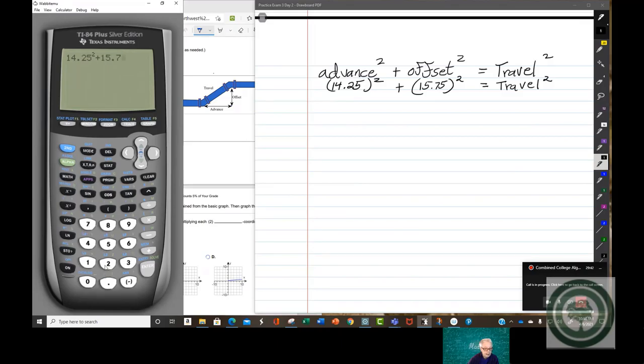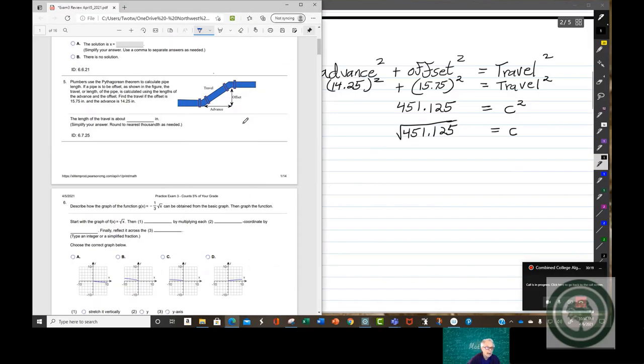We're going to have 14.25 squared plus 15.75 squared. Find out what that is. 451.125. That's going to equal C squared. And so C is going to equal the square root of 451.125. Okay, so it says, now you always read underneath because that will tell you how to answer.